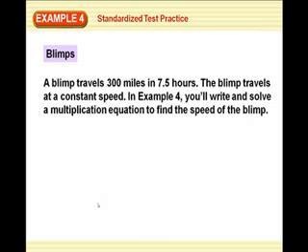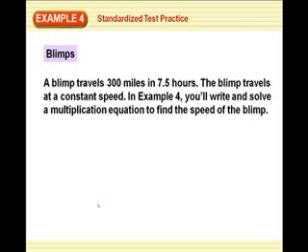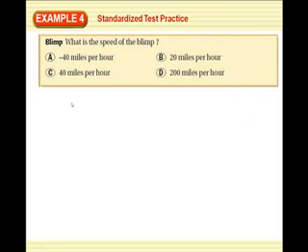All right, a blimp travels 300 miles in 7.5 hours. The blimp travels at a constant speed. In example 4, you'll write and solve a multiplication equation to find the speed of the blimp. What is the speed of the blimp on page 354? Okay, so 300 miles in 7.5 hours, so a multiplication equation. Distance equals rate times time. So you're gone 300 miles equals your rate times your time.